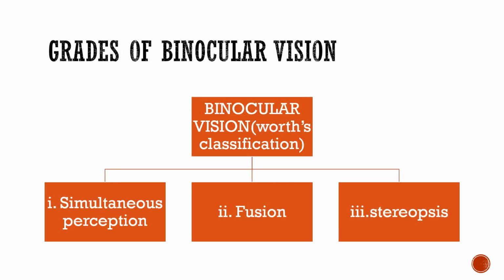The major grades of BSV are divided into three classifications: simultaneous perception, fusion, and stereopsis.